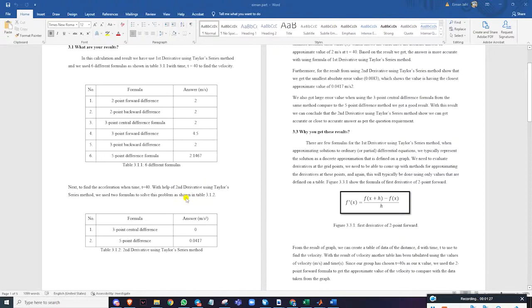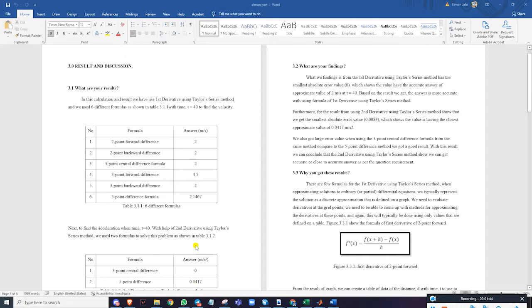So next is the second derivative using the Taylor series method, where we use 2 types: the 3 point central difference and the 5 point difference. The 3 point central difference gives 0, and for the 5 point difference, the answer is 0.0417.